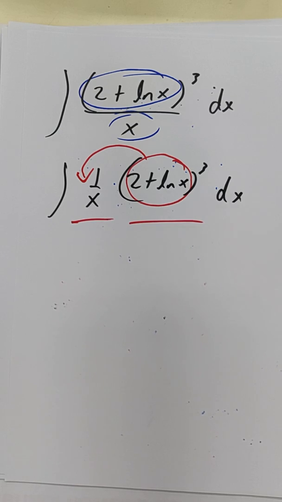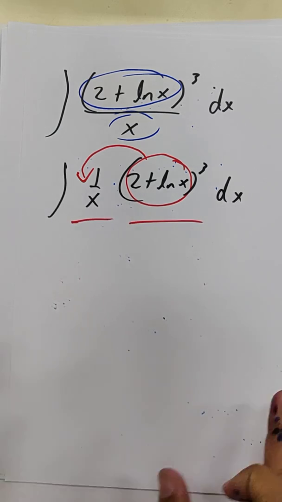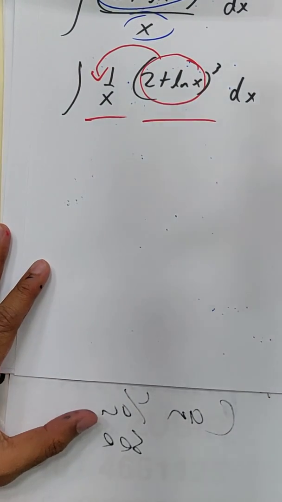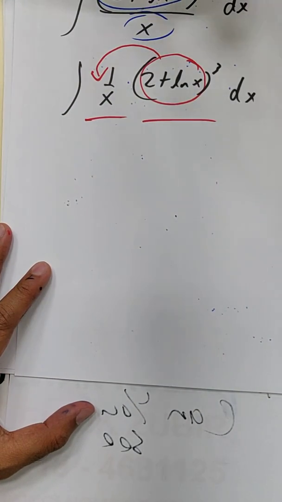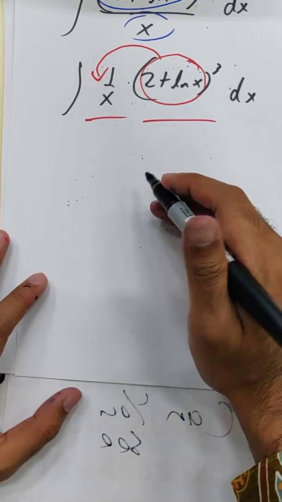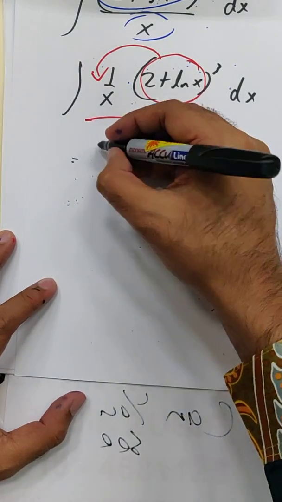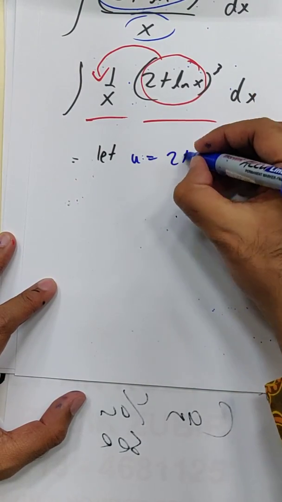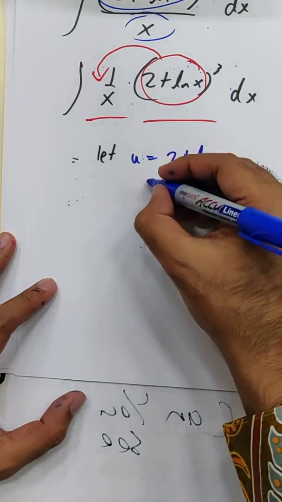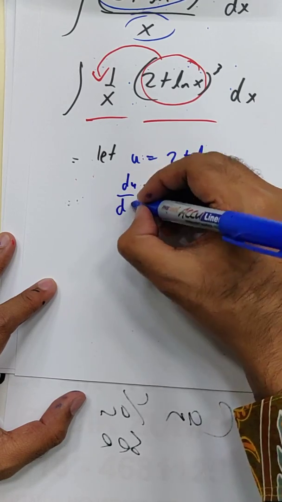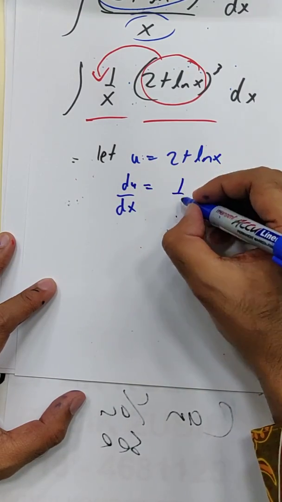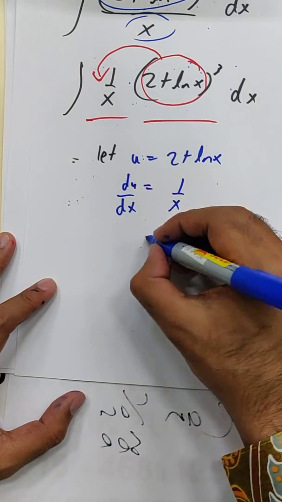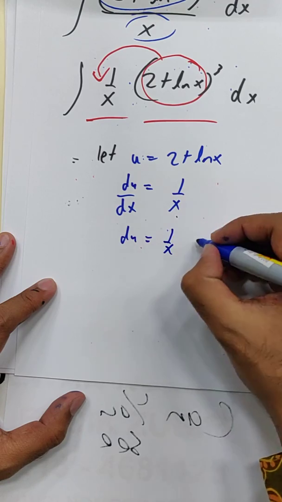Viewers, I recommend you to try it by yourself. I'm going to write down the answers here because I don't want to waste my time. We take the one with the power. 1 over x. Yeah, I see 1 over x over here, so it's not that difficult. du equals 1 over x dx.